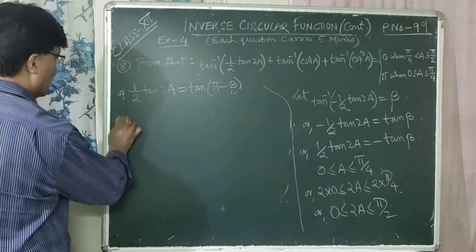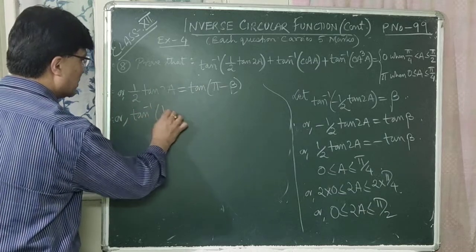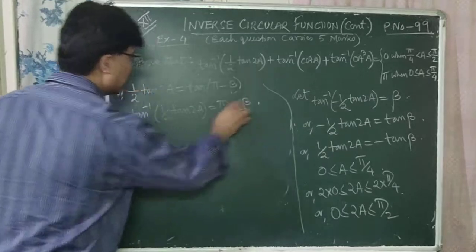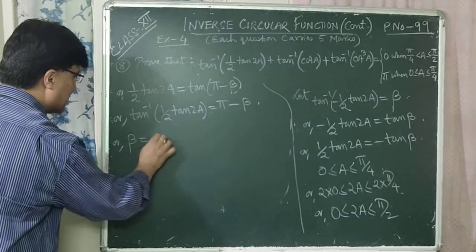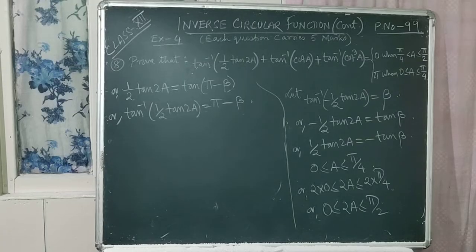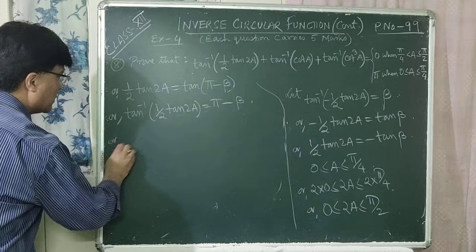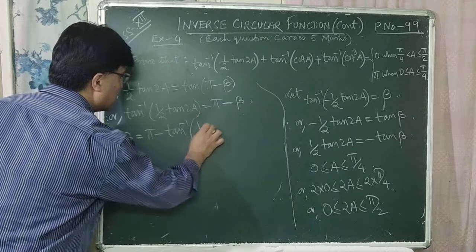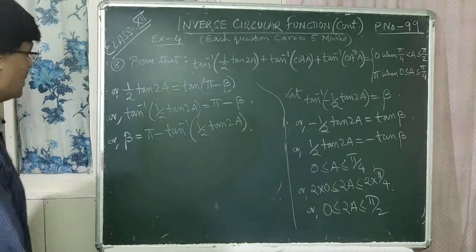Now take this tan to the left hand side again. Tan inverse within bracket half tan 2a is equal to pi minus beta. Let us get the value for beta here. Minus beta, take it to the left hand side. So beta is equal to pi minus tan inverse within bracket half tan 2a. Is it clear to all of you? So now we got the value for beta.